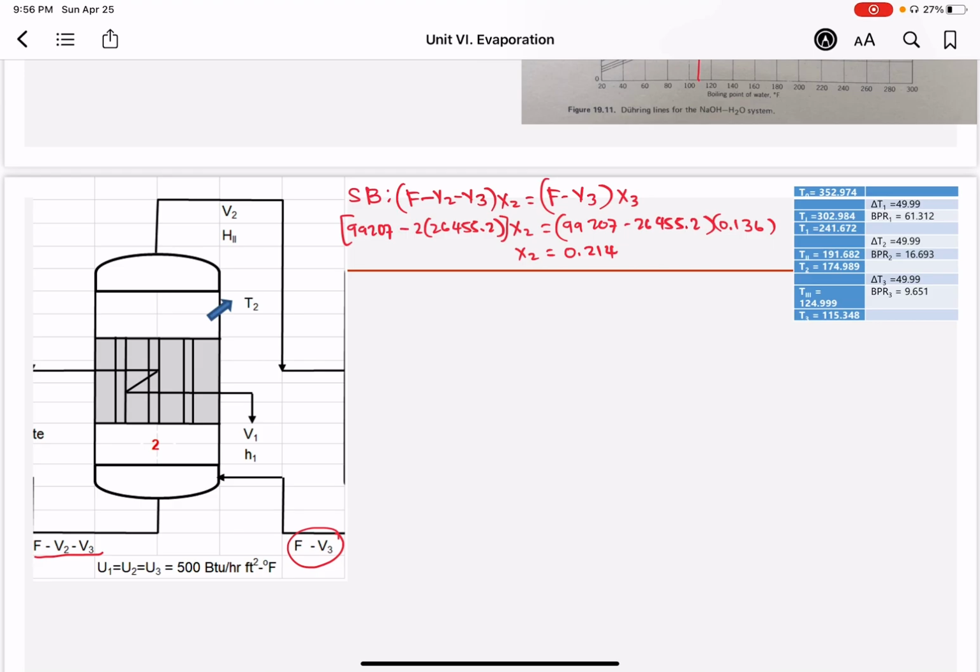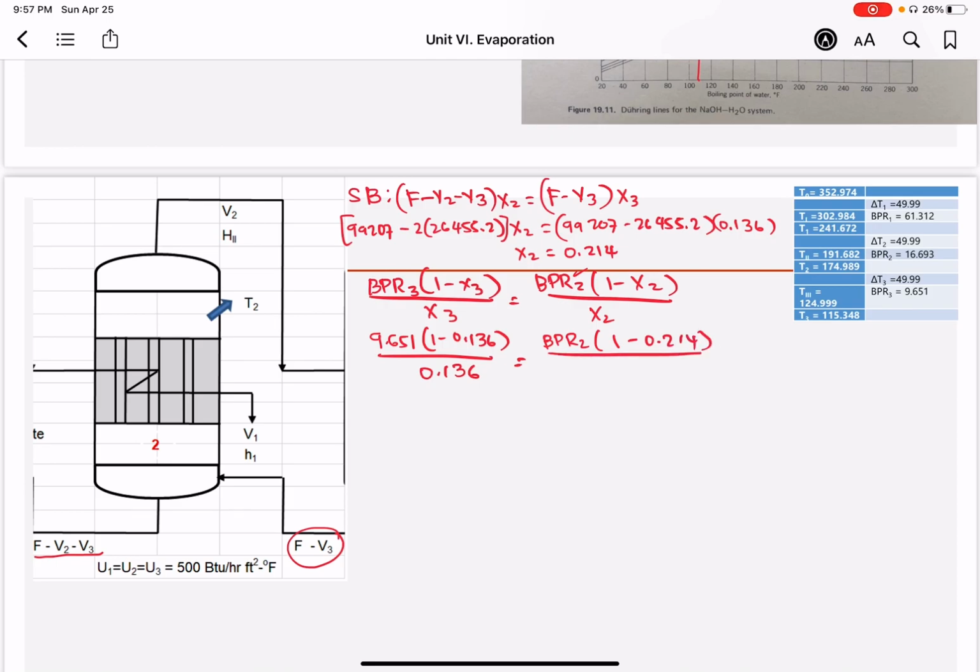Note that you have a relationship that if I have BPR3 times 1 minus x3 all over x3, it is equivalent to BPR2 times 1 minus x2 over x2. I could now get your BPR2 since I know already a while back your BPR3, which is equivalent to 9.651, 1 minus 0.136 all over 0.136, equivalent to the unknown BPR2, 1 minus 0.214 all over 0.214. You get BPR2, which is roughly 16.690 degrees Fahrenheit.